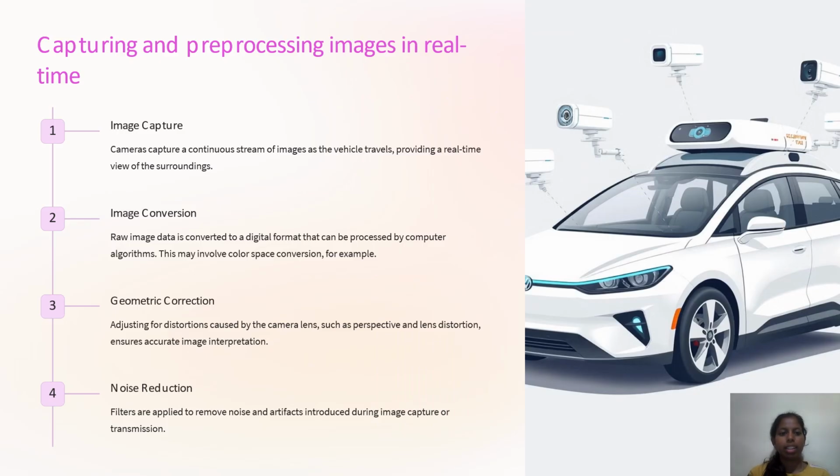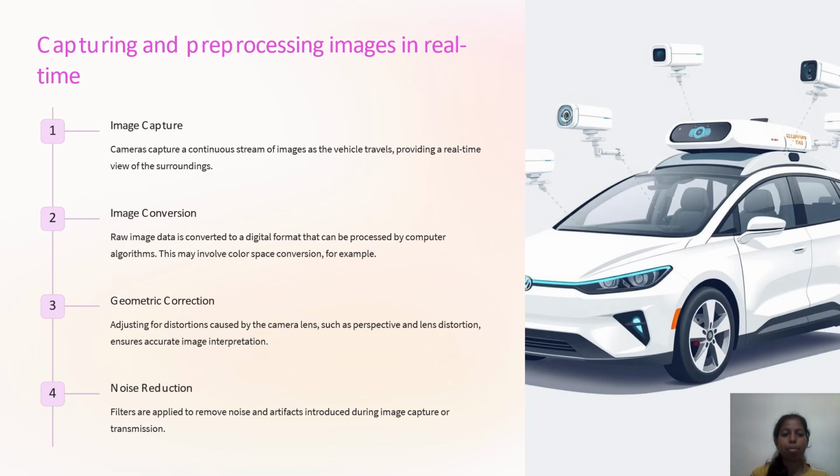In this slide, we'll see how the capturing and pre-processing of images in real time happen. The first is image capture. In image capture, cameras capture a continuous stream of images as the vehicle travels, providing a real-time view of the surroundings. The second is image conversion.